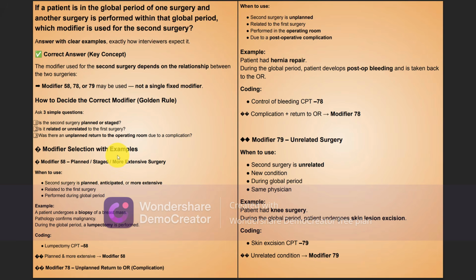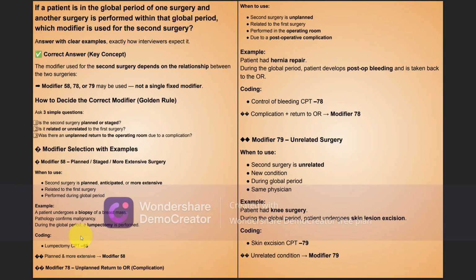Modifier selection with example. Modifier 58: planned, staged, more extensive surgery. When used: the second surgery is planned, anticipated, or more extensive, related to the first surgery performed during the global period. Example: patient undergoes biopsy of a breast mass and pathology confirms malignancy during the global period. Lumpectomy is performed. Coding, what will you code? Lumpectomy code with a 58 modifier, planned and more extensive. So we can use the 58 modifier.